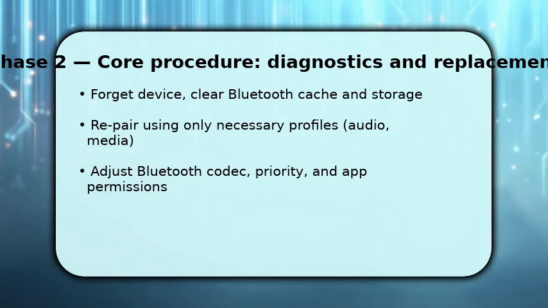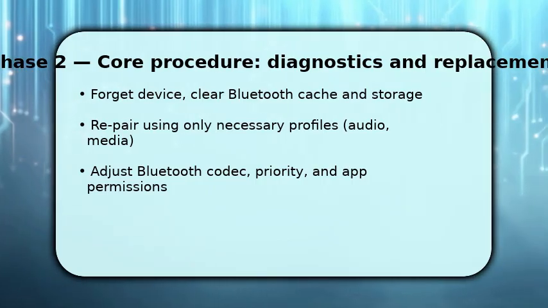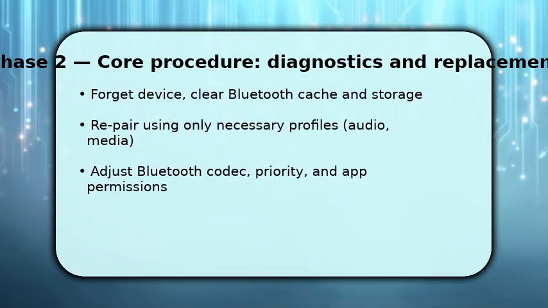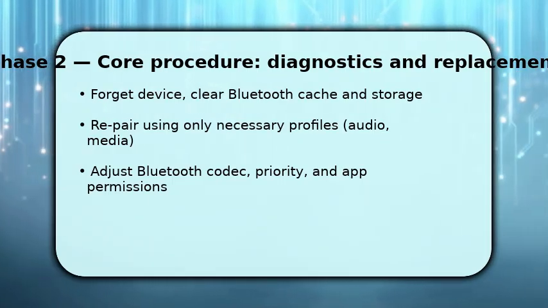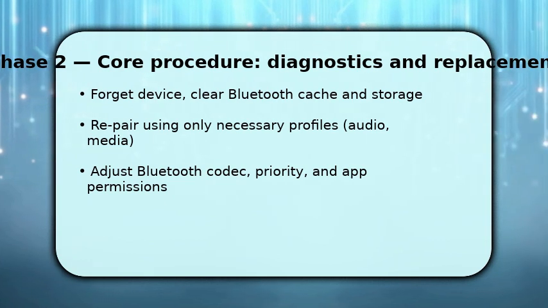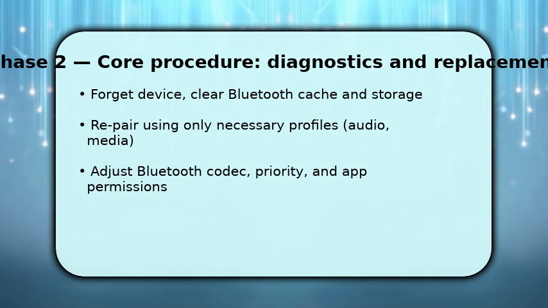Reboot, then repair the accessory, selecting only required profiles like media or phone audio to reduce negotiation conflicts. After pairing, dive into developer options or device-specific Bluetooth settings to set a stable codec and remove aggressive power saving for that app. You do this because codec mismatches and permission limits often force drops during streaming or calls.